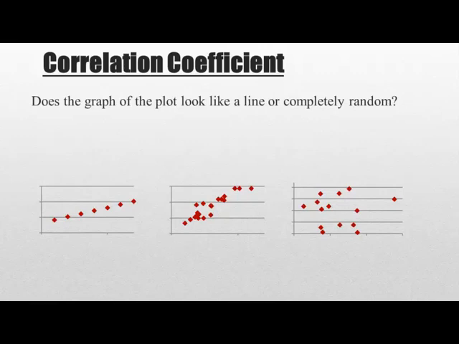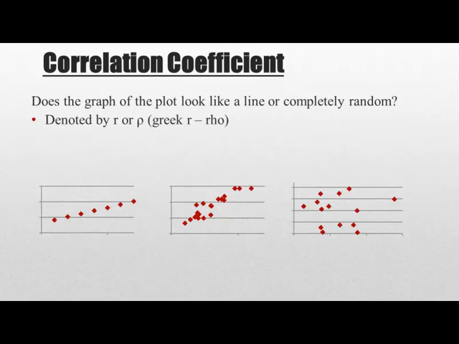So correlation coefficient. Does the graph of the plot look like a line or does it look completely random? So again, because we're using linear and we're using an XY plot, not XYZ or other factors to go along with it, you'll see in the first one, yes, it very much looks like a line. The second one, you can see where the line is, but not everything's going to fall on the line. And the third one, I can't quite figure out just by looking at it where the line is going to go on there. And I can't see that many points will fall near the line either.